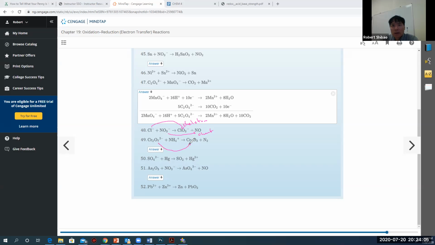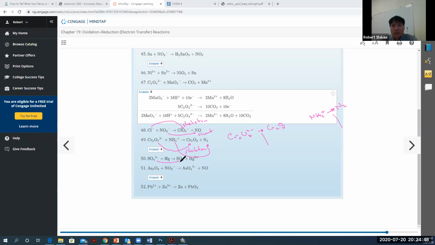Dichromate to chromium 3 oxide, that's not on the chart. We have dichromate on the chart, but dichromate doesn't go to chromium 3 oxide. On the chart, dichromate goes to chromium 3+ ion. And then we have ammonium going to nitrogen. So both of these we have to do separately. We break it up into 2 separate reactions: dichromate goes to chromium 3 oxide, and ammonium goes to nitrogen gas. We have to balance each of these individually using the techniques there.